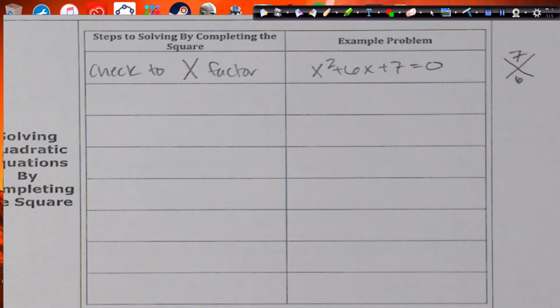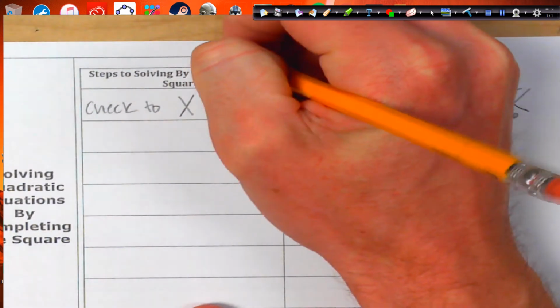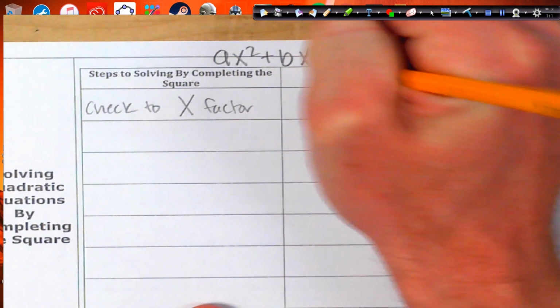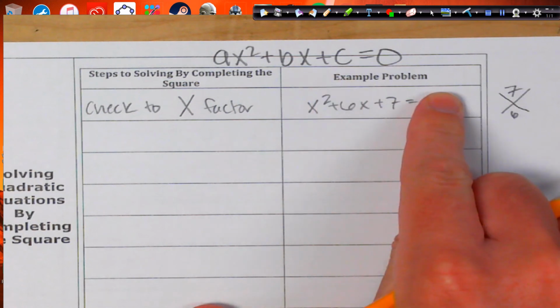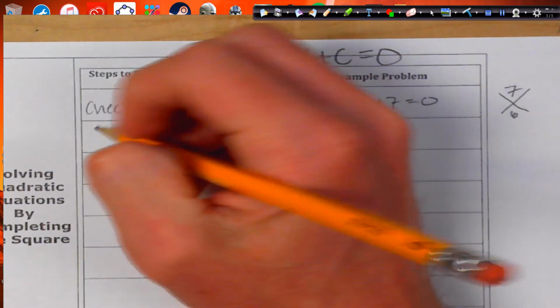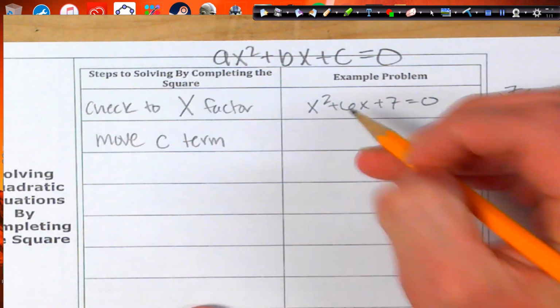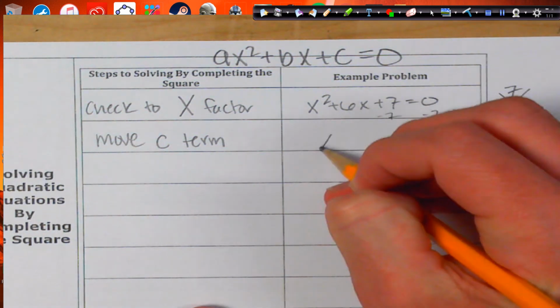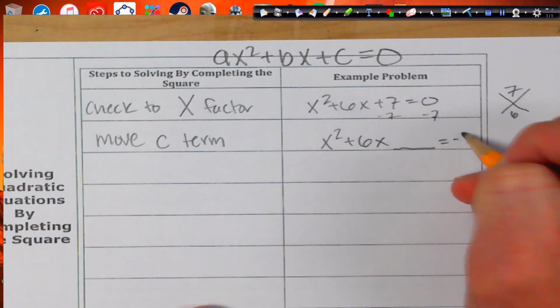So what we actually have to do is get the x terms by themselves. So we're going to move the c term. Remember, I'm going to write just real quick at the top, ax squared plus bx plus c equals 0. So we're going to move the c term over there, and then we'll just have these two pieces right here. Okay, so this is going to subtract the 7 on both sides. We're going to get x squared plus 6x, I'm going to leave a space, equals negative 7.